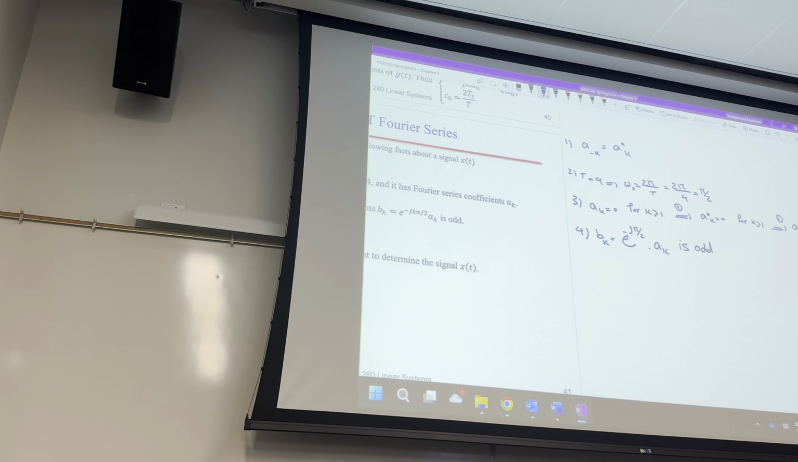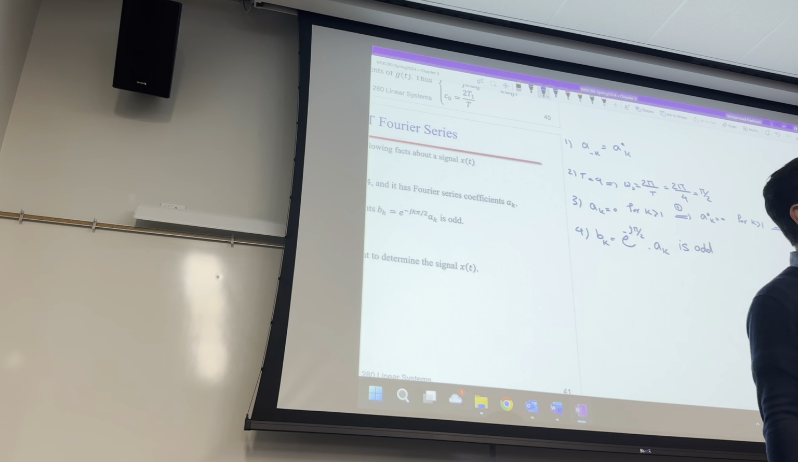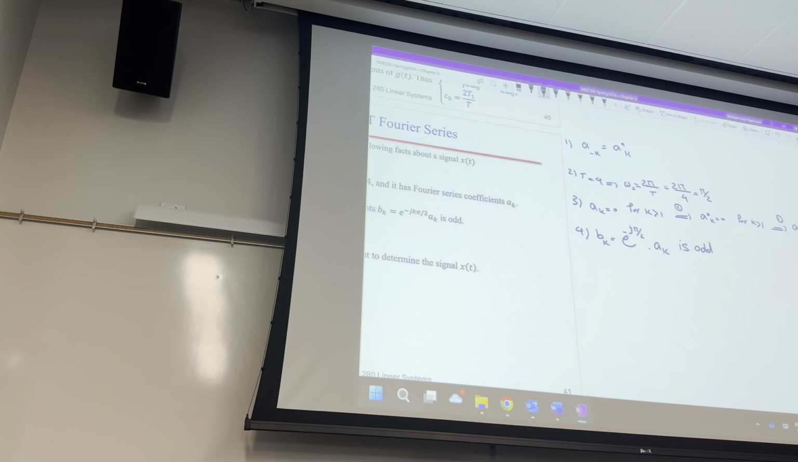What is e to the power of minus something? What is the meaning of that? When we have bk equals to something exponential term times ak, can you remember at which situation we had this structure? Go back to the table. You have the table before. Go back to the table to see when we have exponential term times x of t.